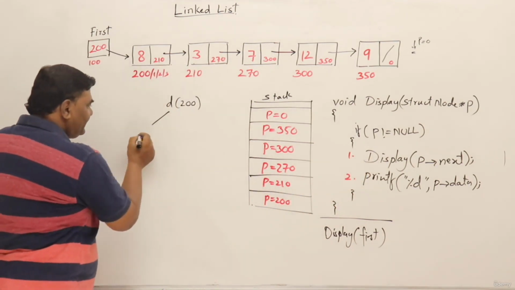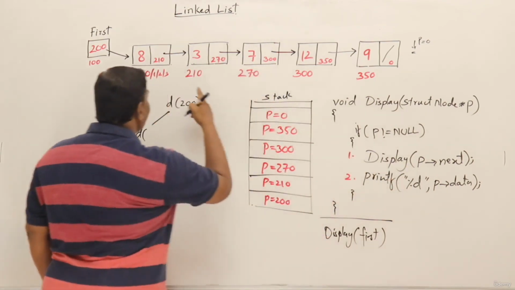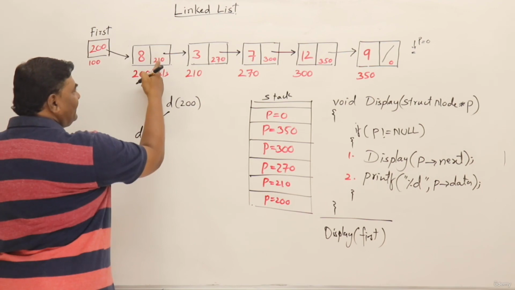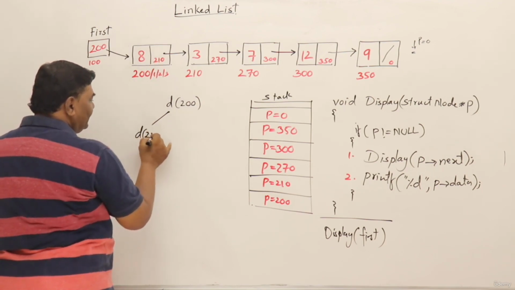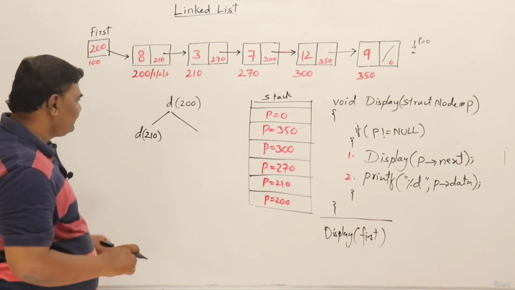So first it will make a new call upon next node. P is next. So what is the next node? 210. This address. See, it will take the address from this node only. So 210. And what about printing afterwards? So first let us finish this.